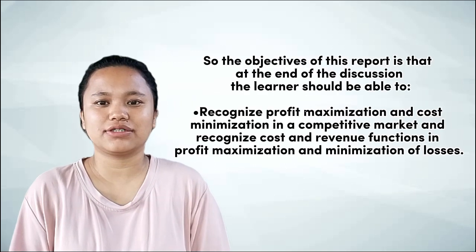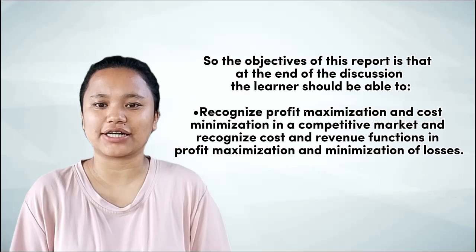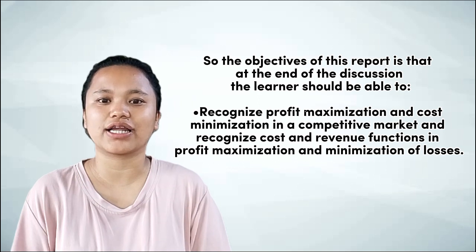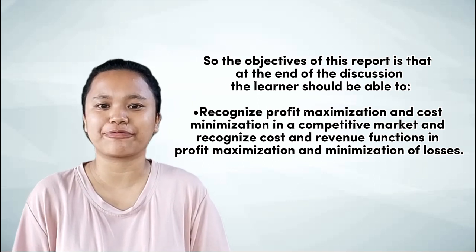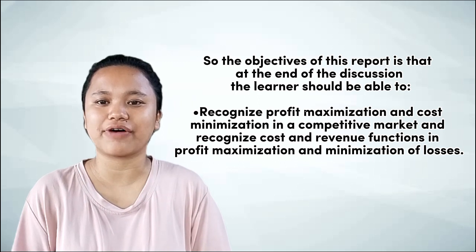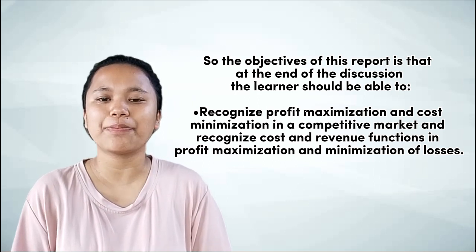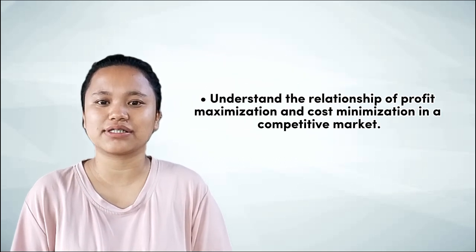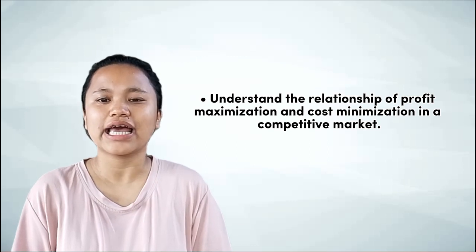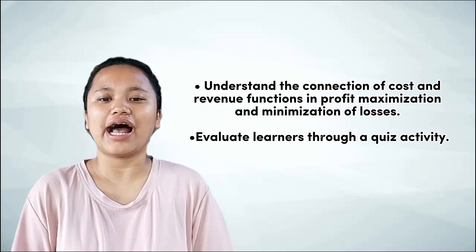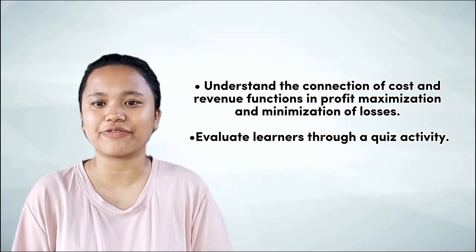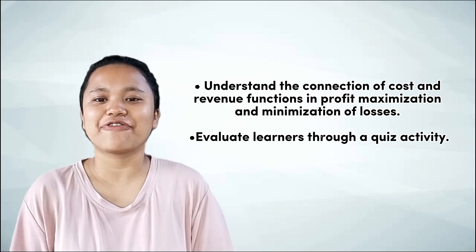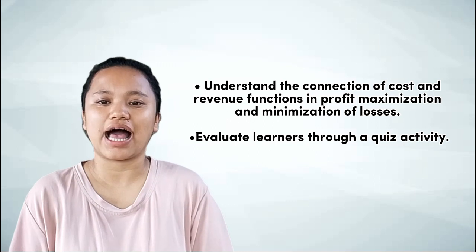The objectives of this report are that at the end of the discussion, the learner should be able to recognize profit maximization and cost minimization in a competitive market and recognize cost and revenue function in the profit maximization and minimization of losses. Understand the relationship of profit maximization and cost minimization in a competitive market. Understand the connection of cost and revenue function in profit maximization and loss minimization. Evaluate learners through a quiz activity.